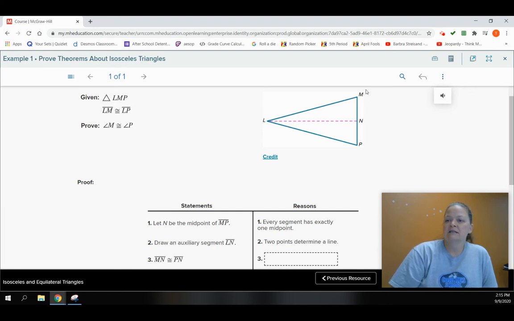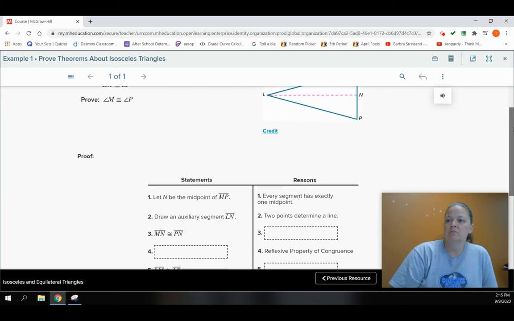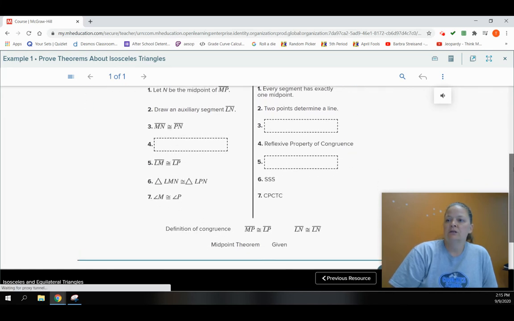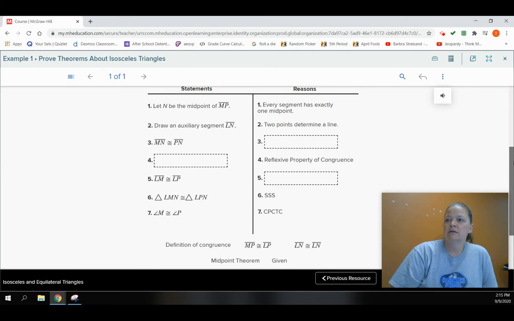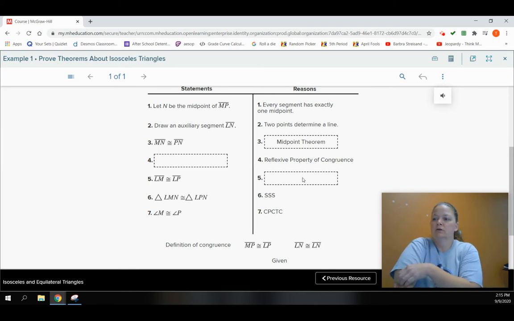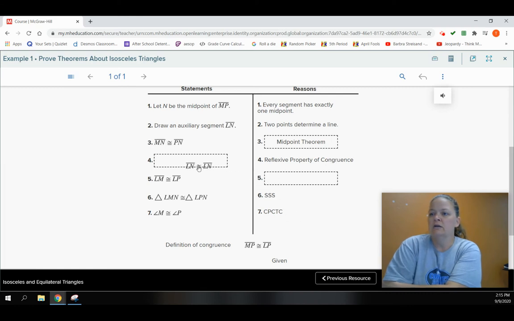The next statement says that MN is congruent to NP. And the reason we know that is because of our midpoint. The midpoint tells us that they're going to be congruent. LN is congruent to LN. That's the reflexive property of congruence.